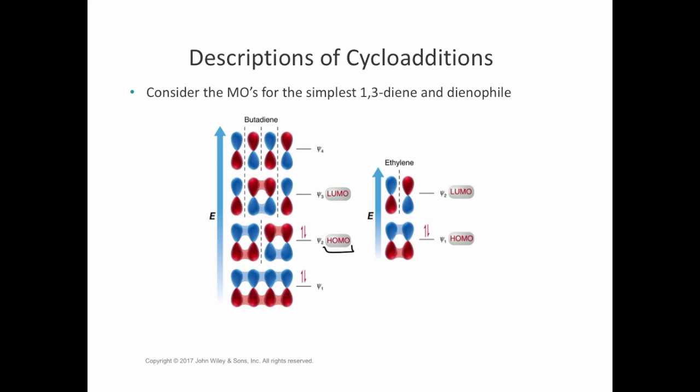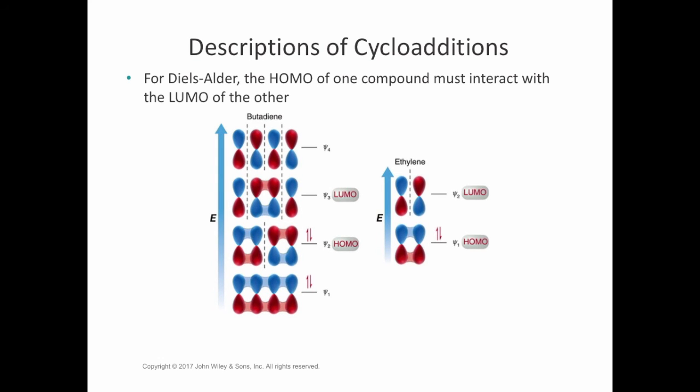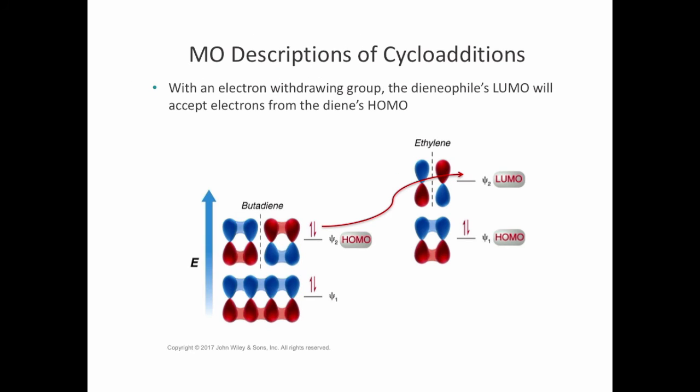So here we have the HOMO of the diene, and here we see the LUMO, the lowest unoccupied molecular orbital, of ethylene. In a Diels Alder reaction, if we want to explain it through molecular orbital theory, we would say the HOMO of one compound must interact with the LUMO of the other. So the LUMO is unoccupied, and electrons are moved from the HOMO of one to the LUMO of another. With an electron withdrawing group, the dienophile's LUMO will accept electrons from the diene's HOMO. So here electrons move into the LUMO from butadiene to the dienophile.